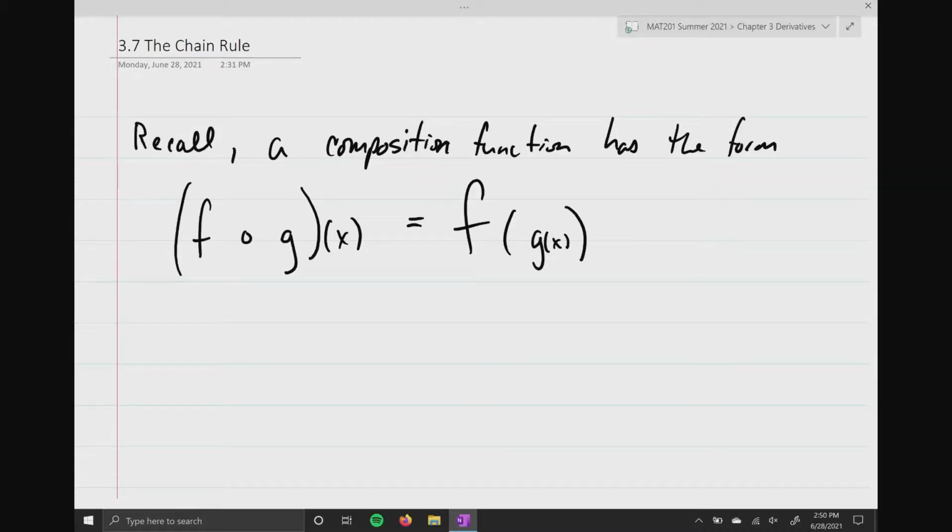Hi, everybody, and welcome to the second half of Chapter 3. So, Chapter 3, the second half deals with the chain rule. But before we can even go into the chain rule, we have to recall what a compositional function is.